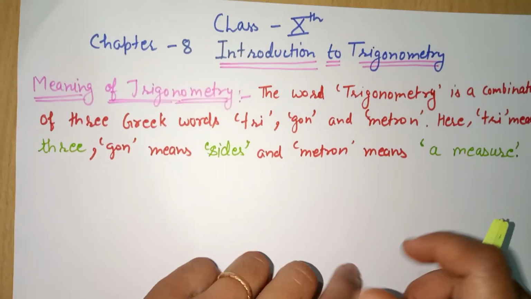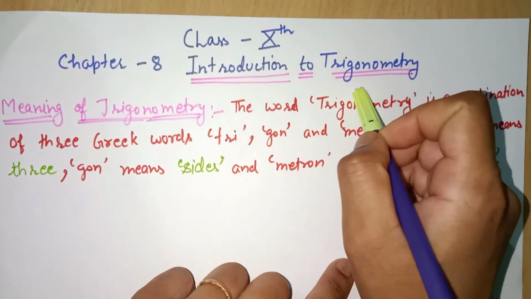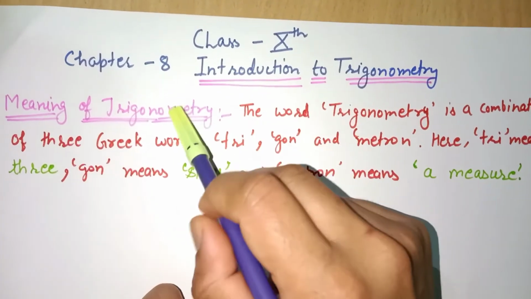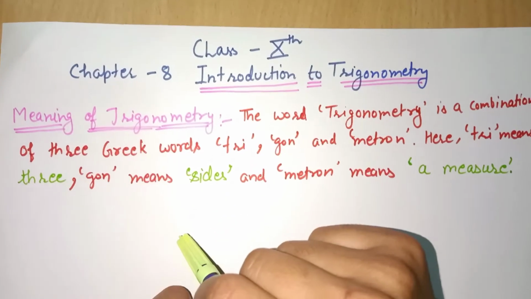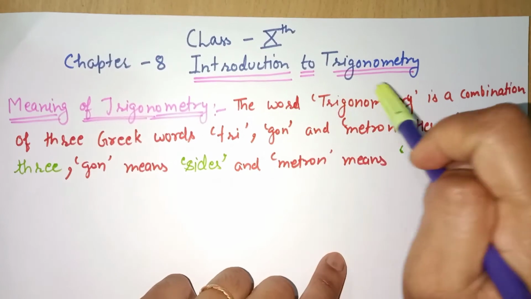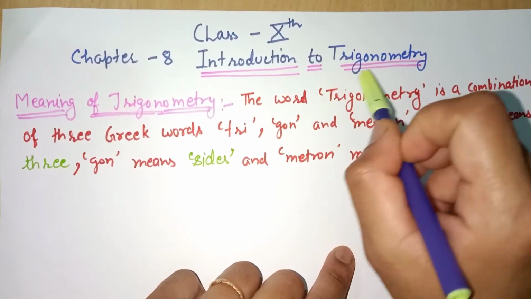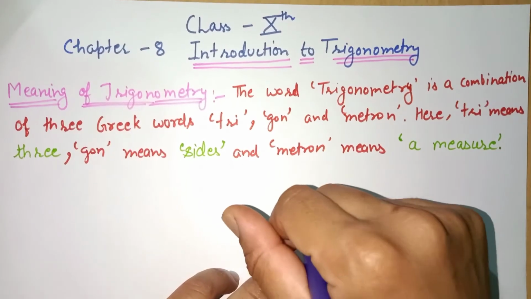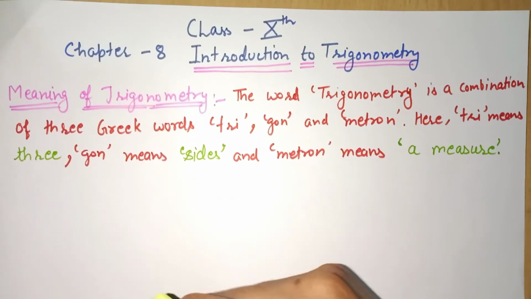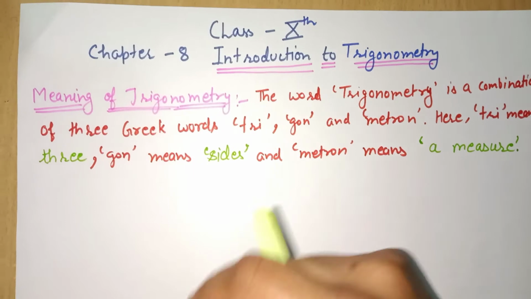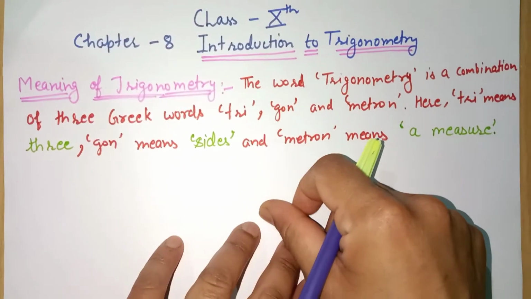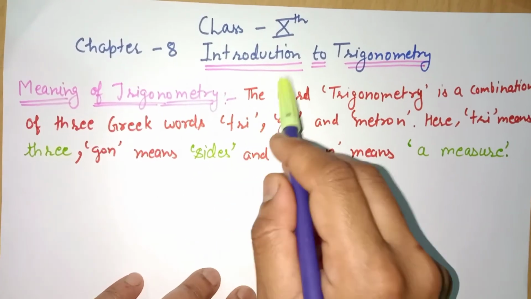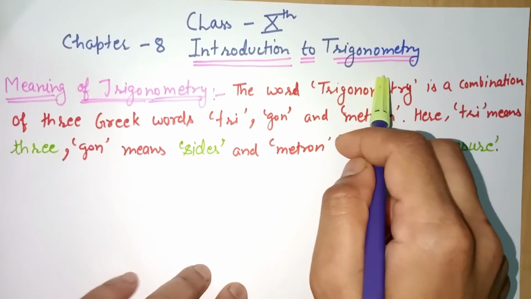The reason behind choosing this chapter is that both chapter number 8 and chapter number 9, Application of Trigonometry, are based on the mathematical branch trigonometry. So if you understand one chapter properly, then you can easily find the solution of each and every question of the next chapter. So let's start chapter number 8, Introduction to Trigonometry.